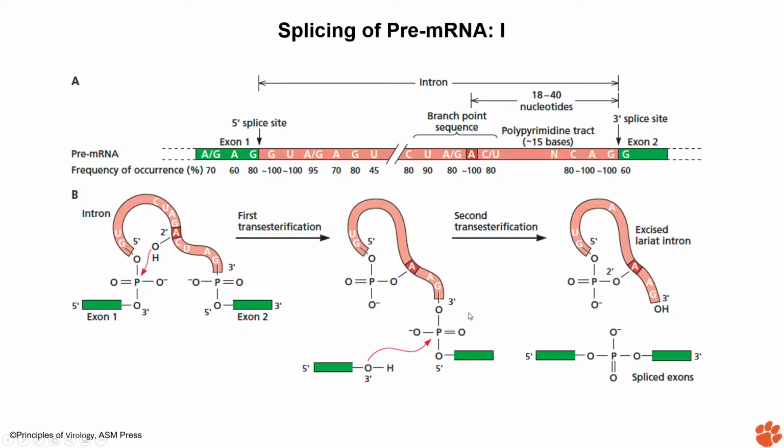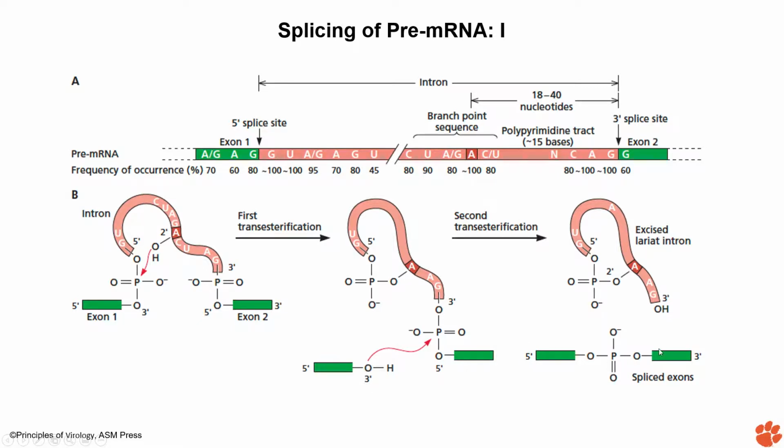You can easily see, on the other hand, this is the 3' splice site right here. You have the G. Now this oxygen attacks this phosphate right here, and they are all held in proper space so that they can do this catalysis. So this oxygen attacks this, and this is the second transesterification reaction.